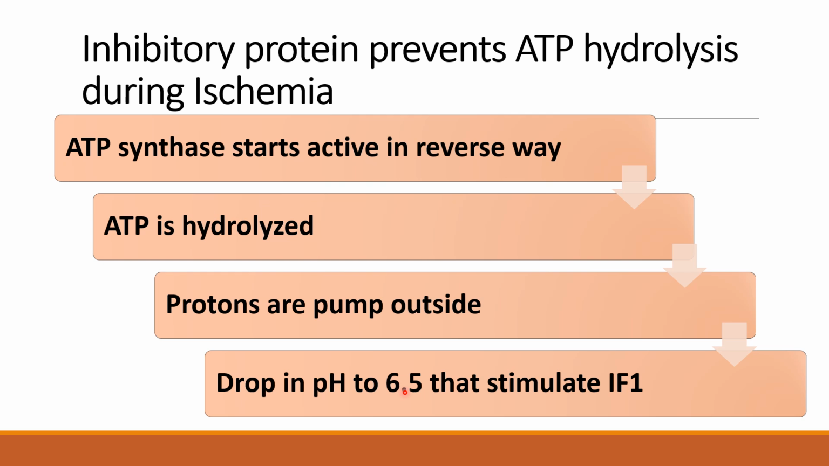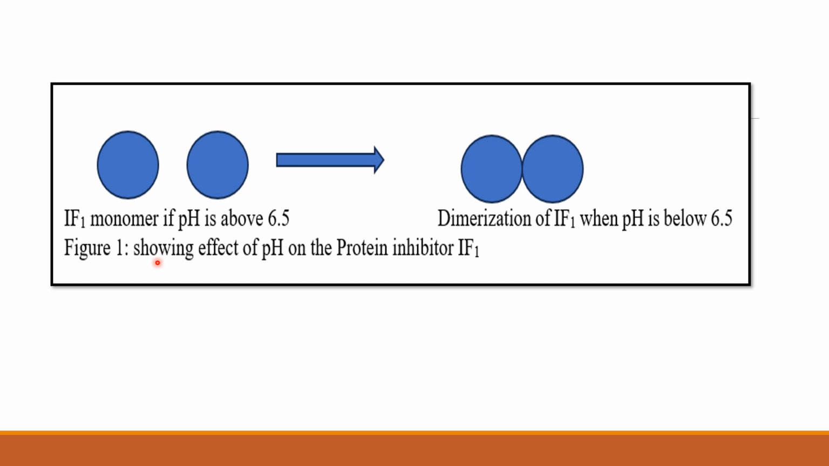Under such conditions, you have protein inhibitor IF1 which is stimulated. This IF1's role is to prevent that hydrolysis of ATP by ATP synthase. IF1 stands for protein inhibitor IF1, and it is an 84 amino acid peptide which initially exists as a monomer. When the pH drops down to 6.5, it starts dimerizing and you get a dimer of IF1 at pH less than 6.5. And this is seen in cells that are deprived of oxygen.